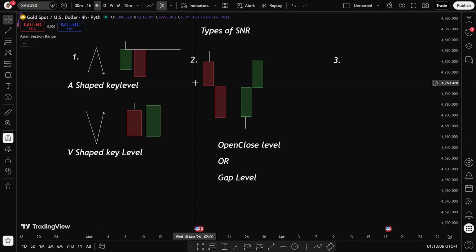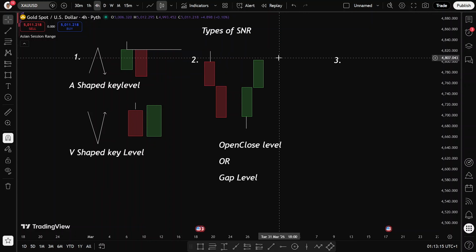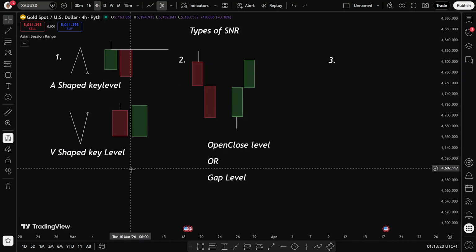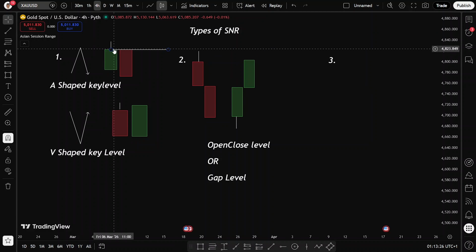I'm looking forward to helping traders. So now we are going to be talking about the types of support and resistance. We have three types, and SNR means support and resistance. So the first type is the A-shaped key level and the V-shaped key level. They are together. The A-shaped key level, which we know how to mark now, and the V-shape, are the first type. And remember, we always mark the closing price of the candle. Always mark the closing price.